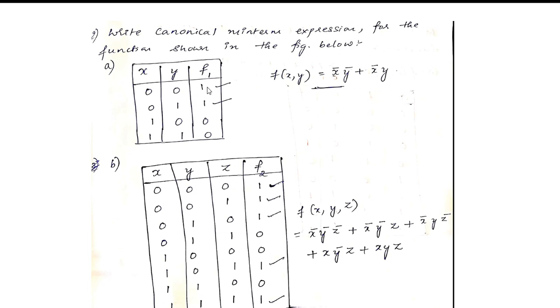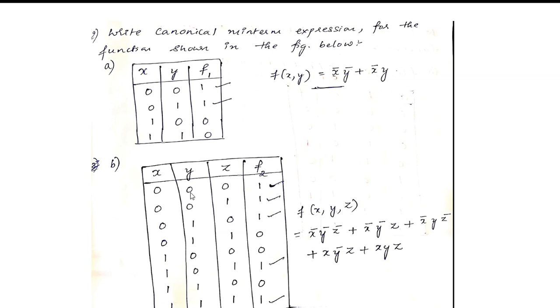Now for the first output, the input combinations are 0 0, right? So the equation will be x complement into y complement. This is the first product term. And this is to be added, or logically ORed, with the second term. Second term combinations are 0 1. So it is x complement into y.